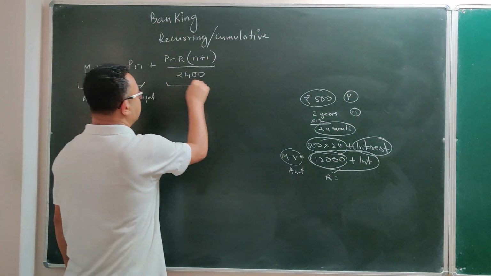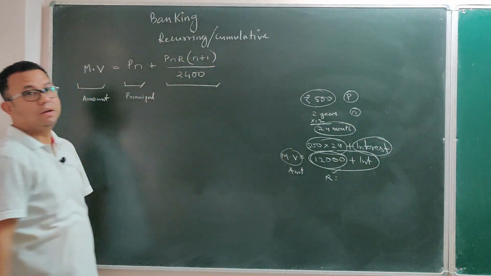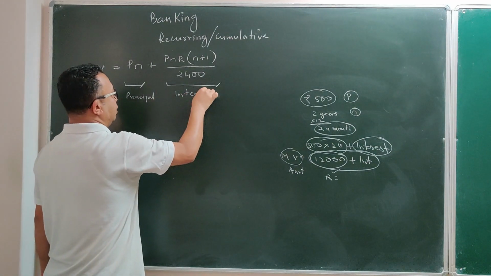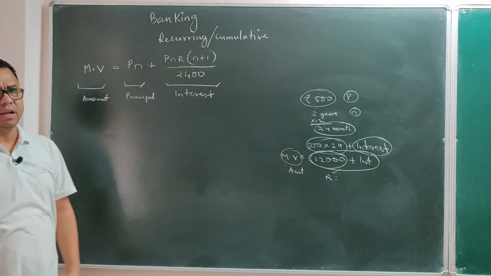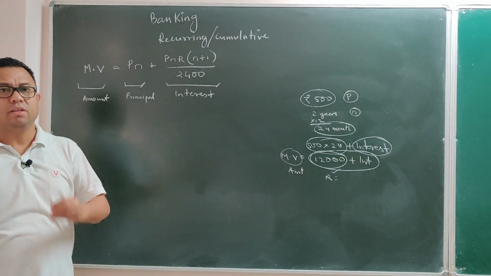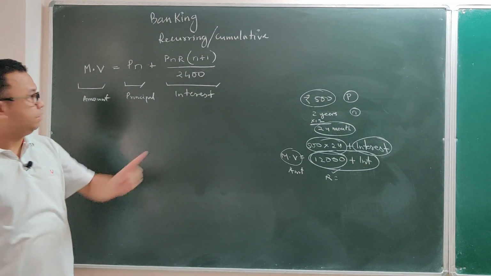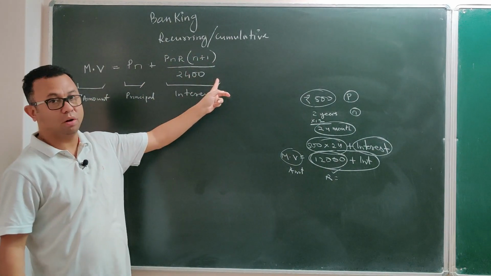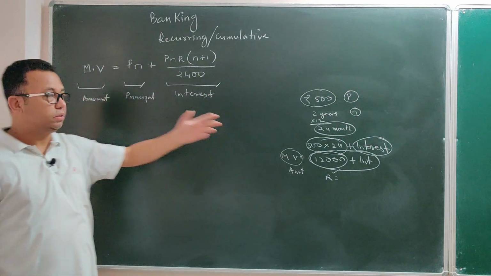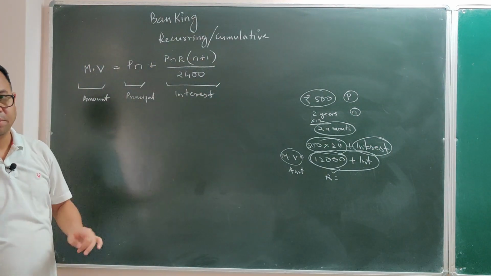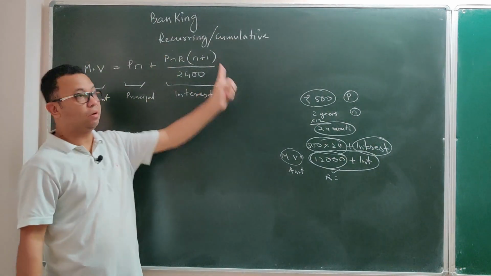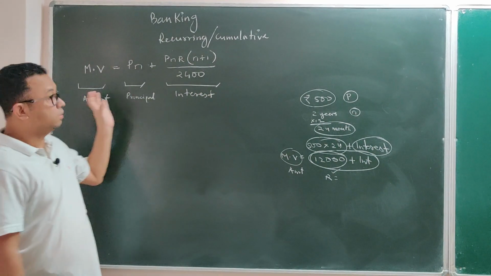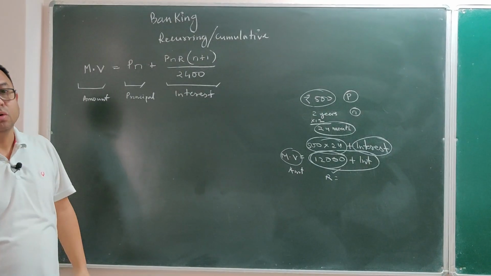So that is why please understand that this PNR, N plus 1 over 2400, is the interest. Now why am I showing you in this form? Because in some questions they will tell you to find the interest. So if the question is telling you only to find interest, then write interest equal to PNR, N plus 1 over 2400. If the matured value is asked, use the full formula. But again, I am repeating, if only interest is asked, we'll use only this formula, PNR, N plus 1 over 2400.